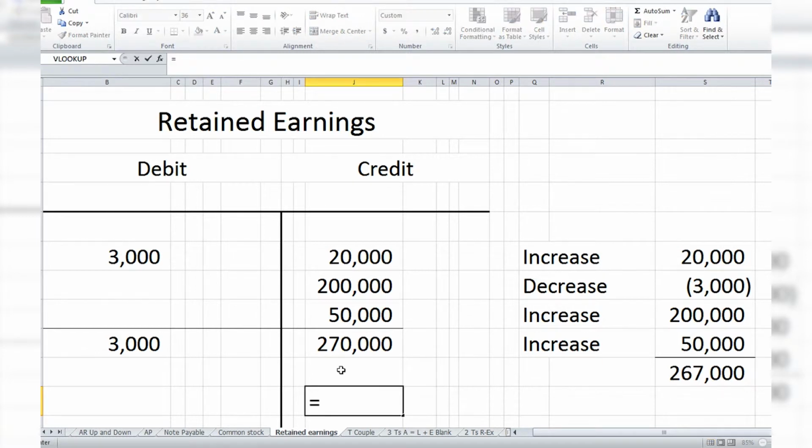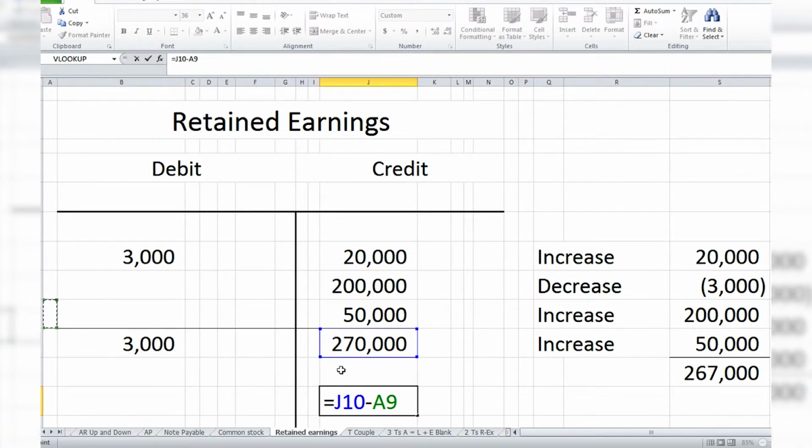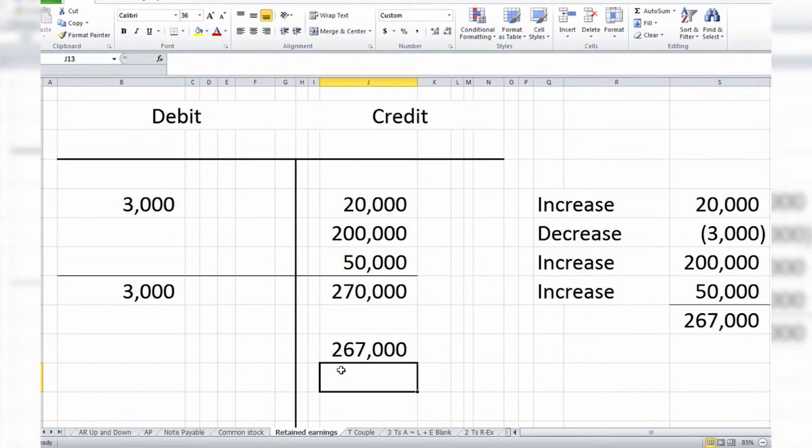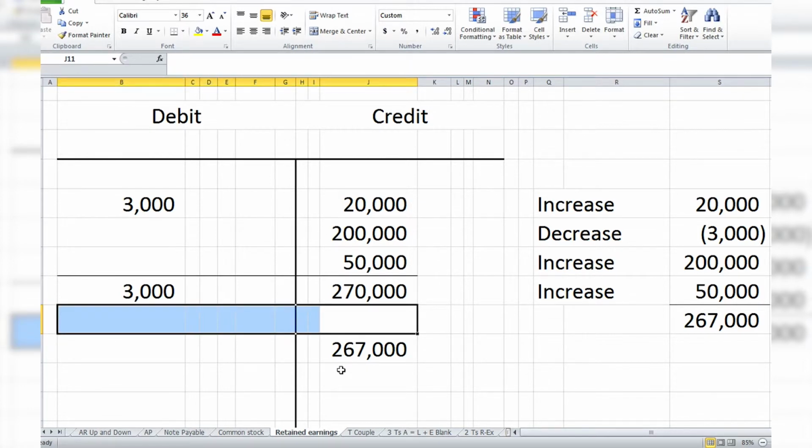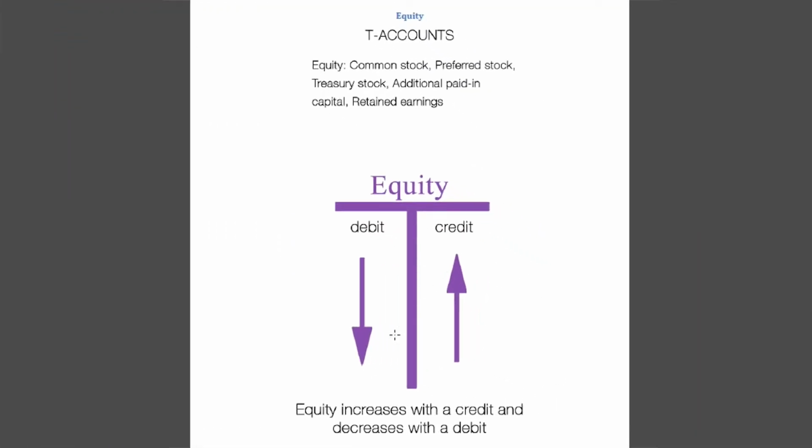Let's go ahead and get this in here. 270,000 credit minus the debits, also referred to as netting these two out. And then the ending balance is going to be 267,000. Okay, that explains essentially what's going on here. Equity increases with the credit and decreases with the debit.